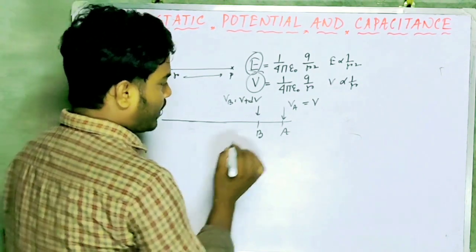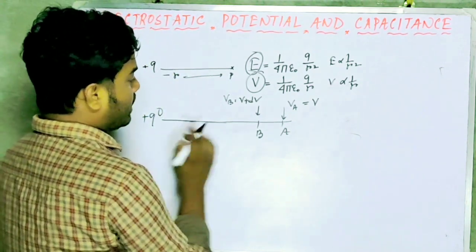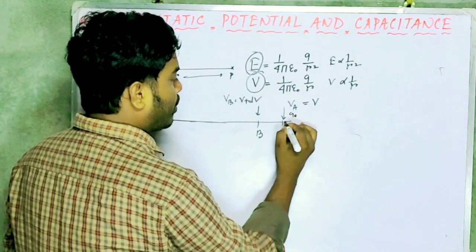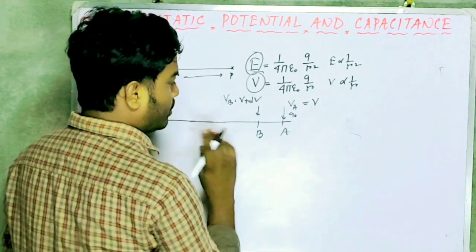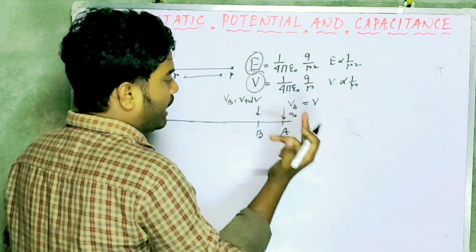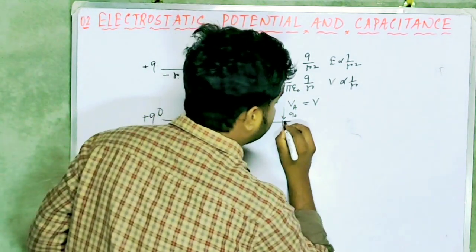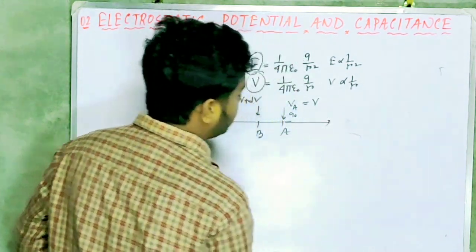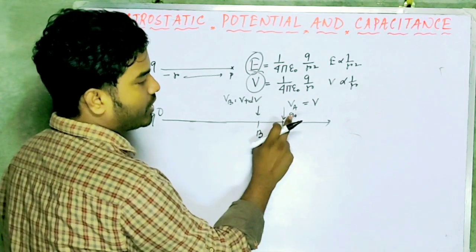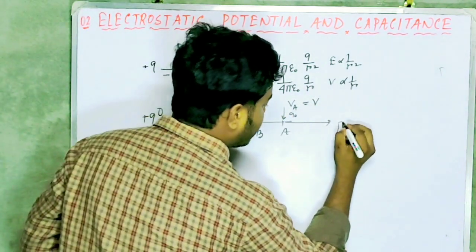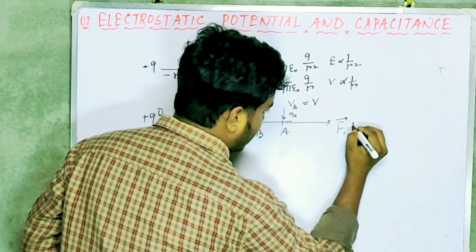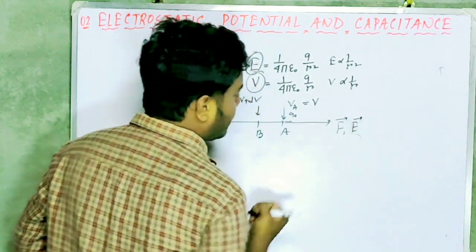Now, what will be the value of electric field here? Suppose there is a point charge Q naught at point A. So the direction of electric force is along the x-axis, because this is a positive charge, this is a positive charge, and the nature is repulsive. So this is the direction of electric force as well as electric field.